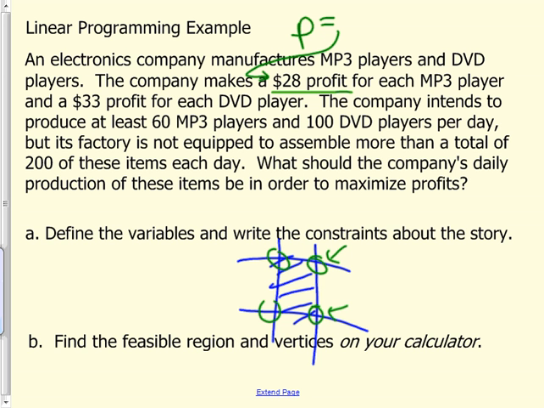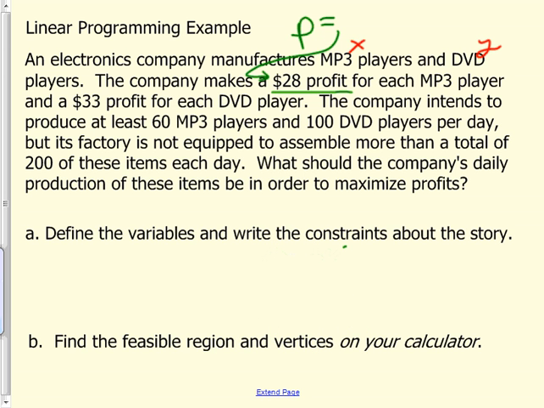One last thing you need to know is we're going to make MP3s the X, and DVDs the Y's. MP3s, X, DVDs are Y. That's something you should do in your process here too, is say let X equal this and Y equal that. So let X be the MP3s and let Y be the DVDs. So when you're doing it, please use them that way. If you do it backwards, everything will be upside down and backwards, and it'll be really hard.